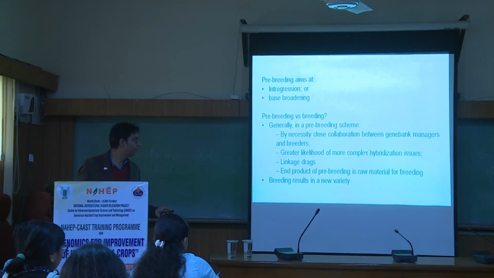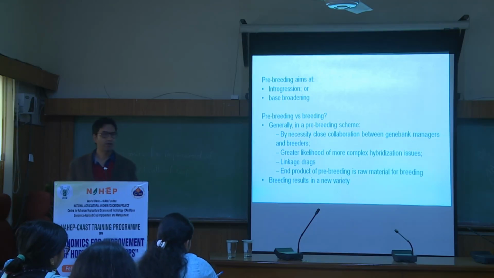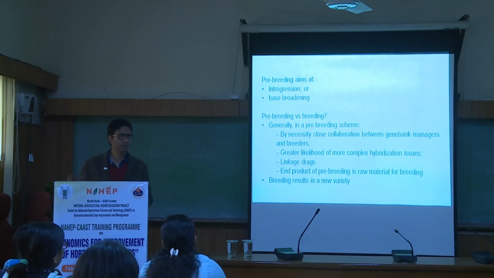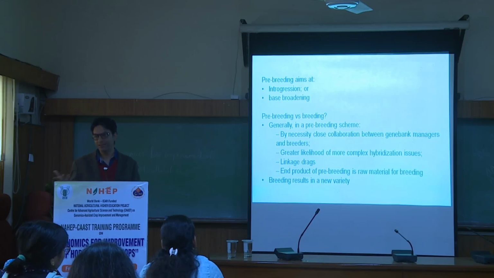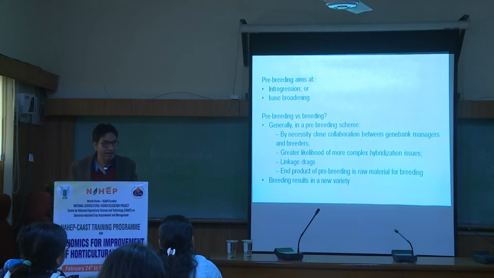Greater likelihood of more complex hybridization issues, linkage drags. It is normal that when we are making a cross between a wild species and a cultivated one, there will be a linkage drag because most of the negative things will come with the wild species, which we do not know because they are wild. That is why they are known as wild species. And raw material for breeding. Don't think that if you are working on pre-breeding, you will get a variety. Every breeder who is working on breeding wants varieties on his name very fast.